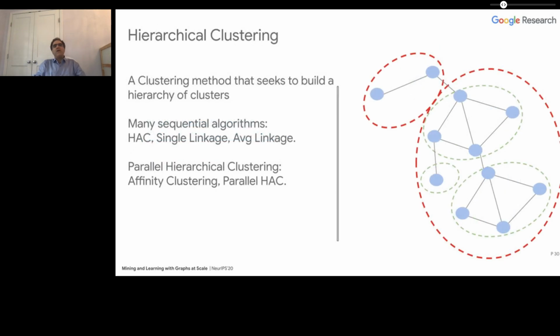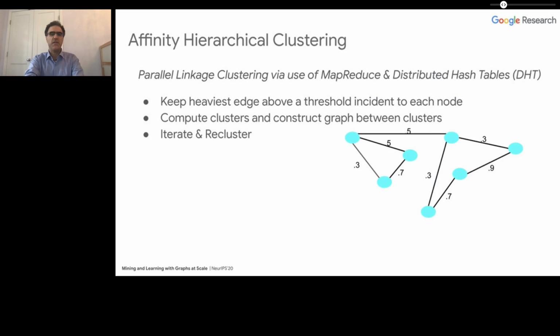Let's start with hierarchical clustering. A clustering method is called hierarchical if it seeks to compute a hierarchy of clusters. There are many sequential algorithms for the hierarchical clustering problem. There are HAC, single linkage, average linkage, and there are other parallel clustering algorithms like affinity clustering that I'm going to cover next. Affinity hierarchical clustering is a parallel linkage clustering algorithm that can be implemented very efficiently using MapReduce.